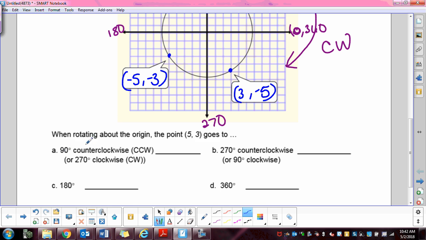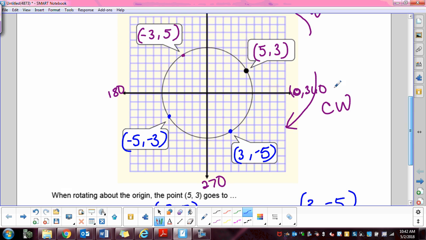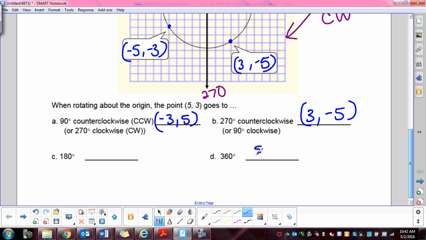So when rotating about the origin, the point (5, 3) goes to, and they'll ask you something like this on the SOL, it depends on how far and which way we rotate it. If we rotate it 90 degrees counterclockwise, remember that is to the left, then it's going to go to (-3, 5). 270 degrees counterclockwise is right here, and this is (3, -5). 360 degrees just means it's going to go around the circle one whole time, and then it's going to end where it began, which is at (5, 3). And then 180 degrees means we're going to rotate it twice, and this is at (-5, -3).